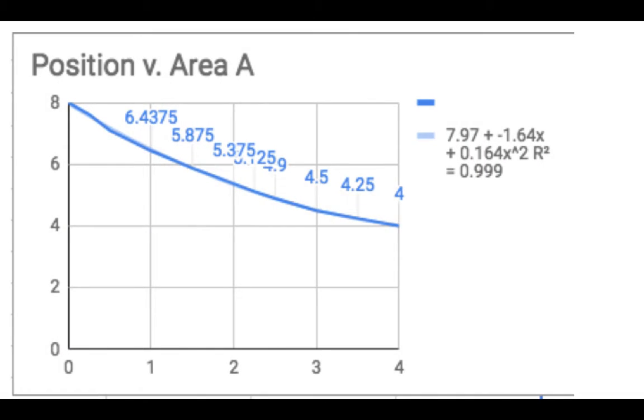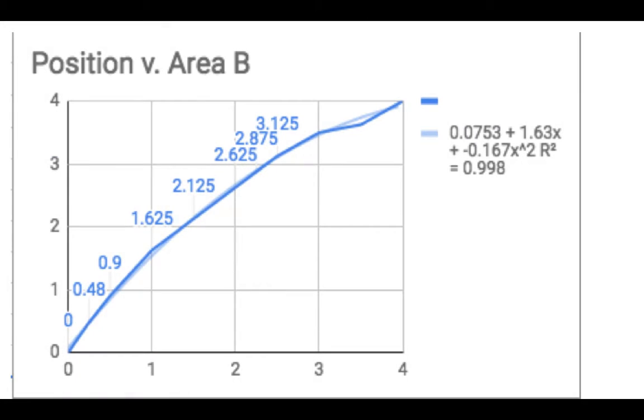As the position decreases, starting at 4 and going down to 0, the area of A increased from 4 inches squared to 8 inches squared. Area of A increased to 8 square inches, which is 50% of the whole. As the position decreases, the area of B also decreases, leading to 0% of the area of B.